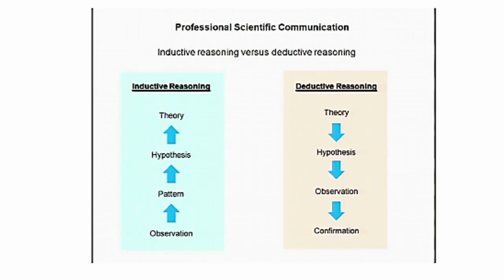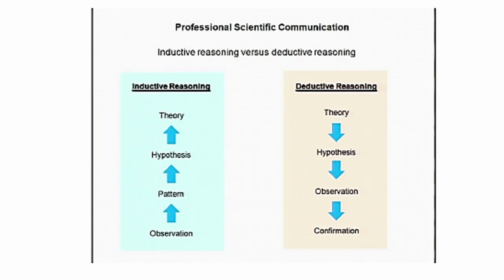In inductive reasoning, it is quite opposite, in that you observe something happening, then you find out the pattern. You observe something, you find out the pattern, then based on the pattern, you formulate a hypothesis, and then you try to relate that to the theory that is there. So these are the two different types of reasoning.